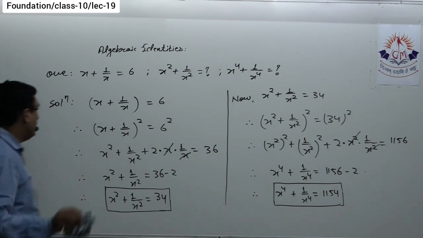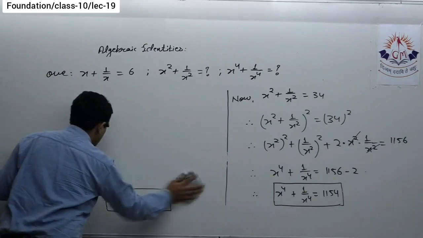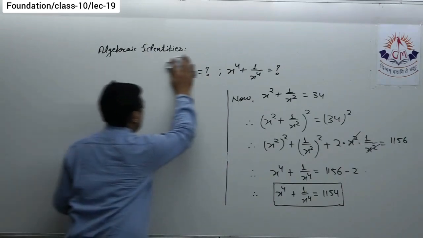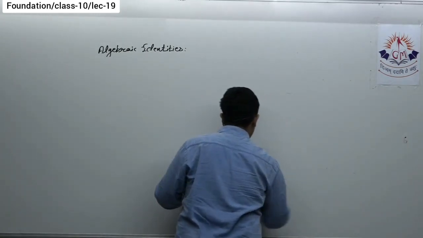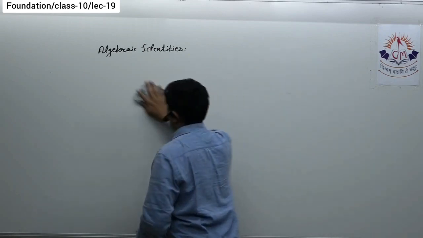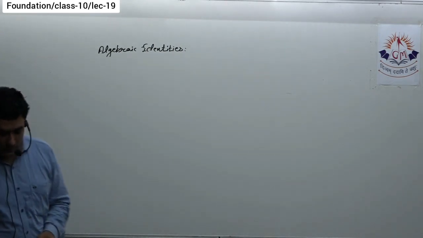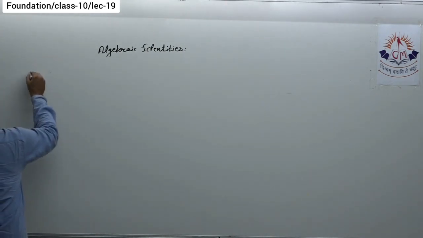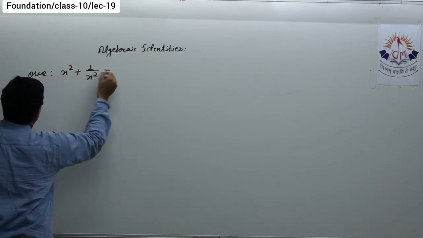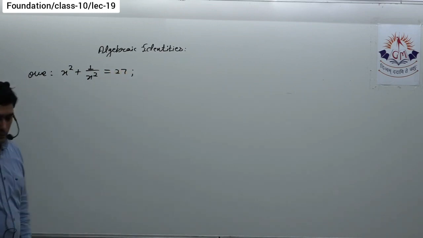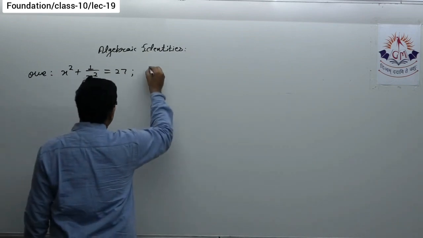Okay, now we will see the next question. The next question is: if x square plus 1 upon x square is equal to 27, then you have to find the value of x plus 1 upon x and x minus 1 upon x.